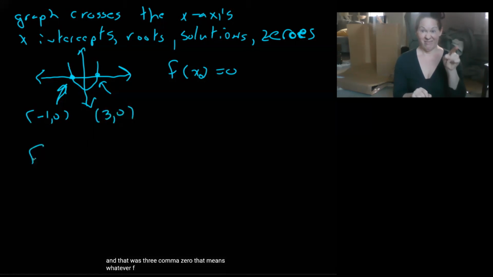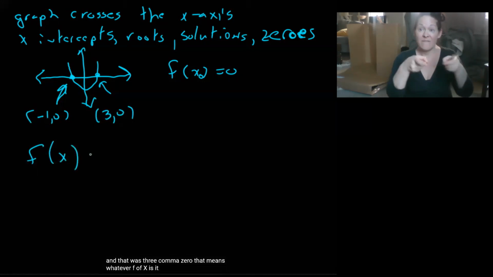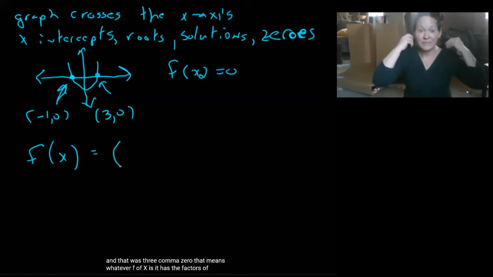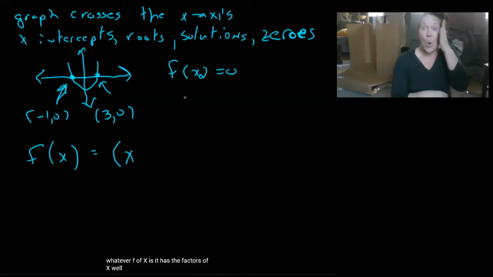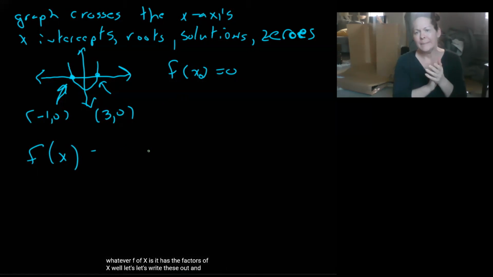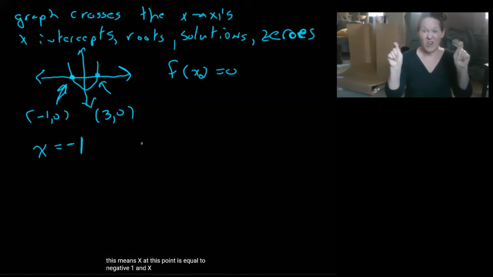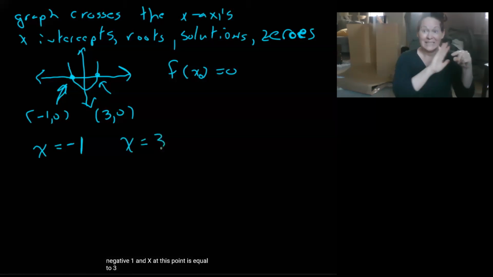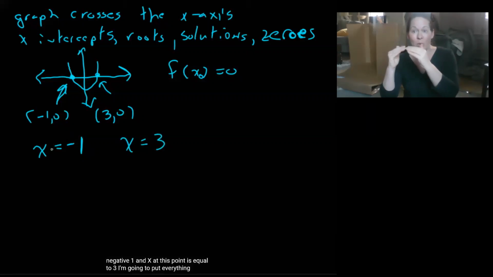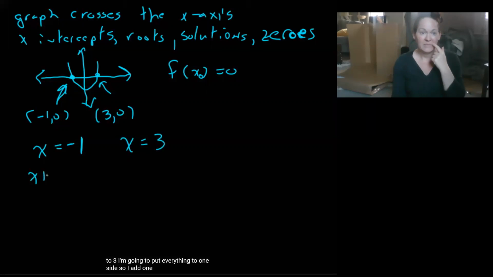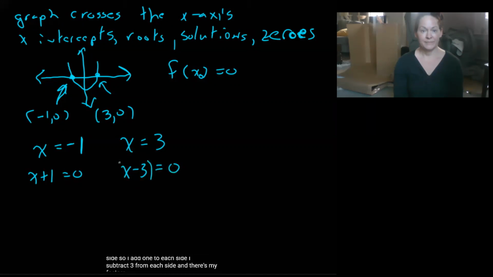That means whatever f of x is, it has the factors of x. Well, let's write these out in one more step. So if this is a factor, this means x at this point is equal to -1, and x at this point is equal to 3. I'm going to put everything to one side, so I add 1 to each side. I subtract 3 from each side, and there's my factors.